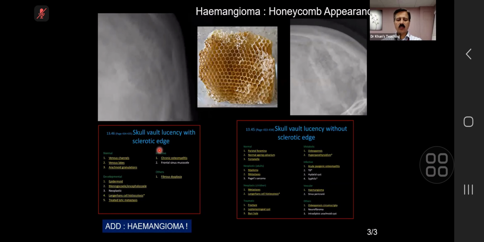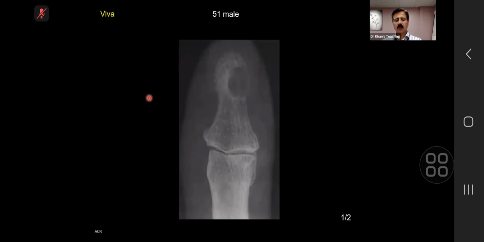Skull wall lucency with sclerotic edge, in this differential, add hemangioma. And skull wall lucency without sclerotic edge, hemangioma is already given in your book. So if you can add this. I will cover this again in CNS. The skull I'll cover in CNS. So, yes, please.